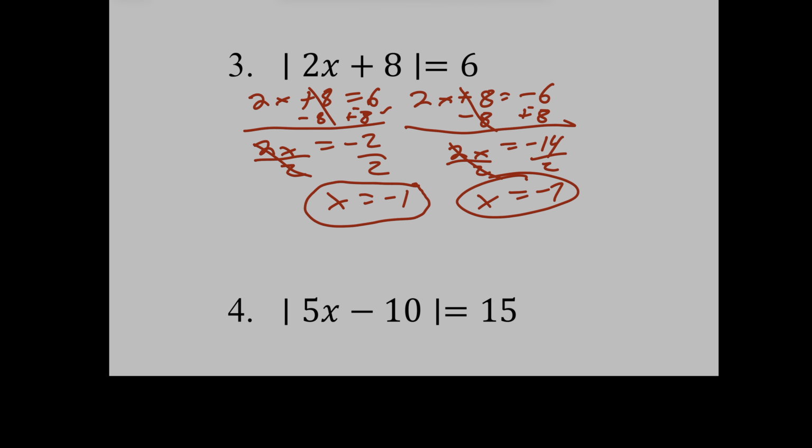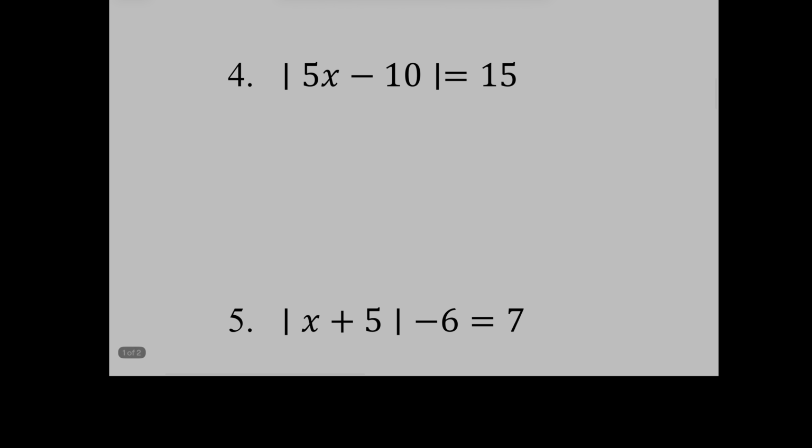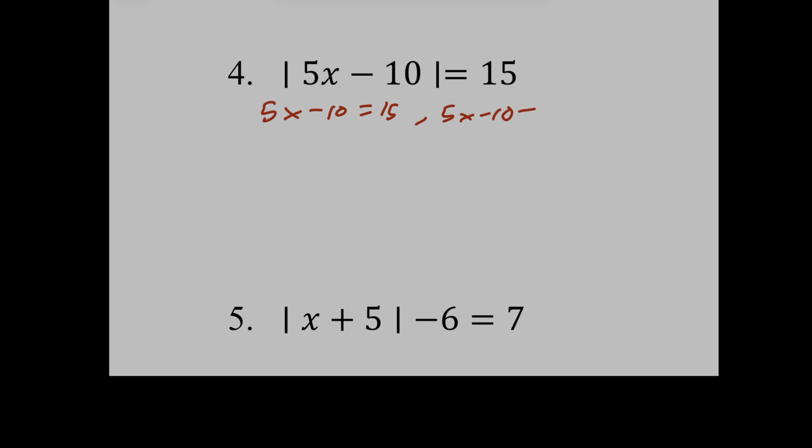Okay? All right. Here we go. Number 4, same thing. I'm going to write this twice. I'm going to write it normal, just as written without the absolute value. And then I'm going to write it again, but this time I need to take that 15 and make it negative. All right, so let's add 10 to both sides. I'm going to get 5x equals 25. I'm going to keep solving and I'm going to get x equals 5.